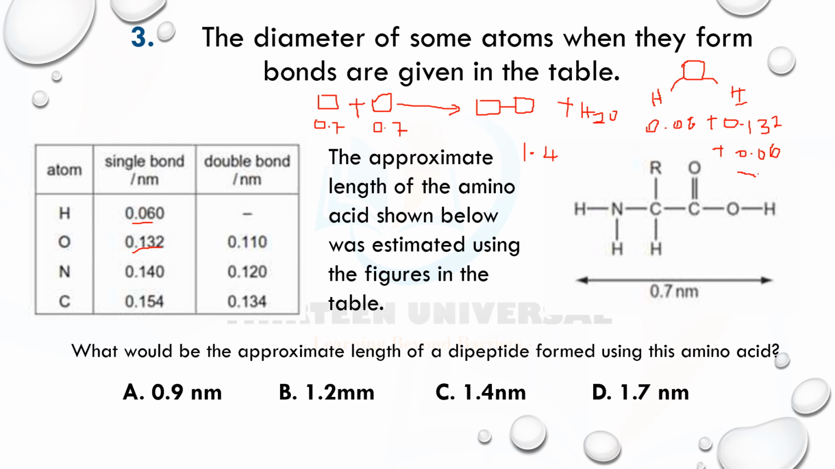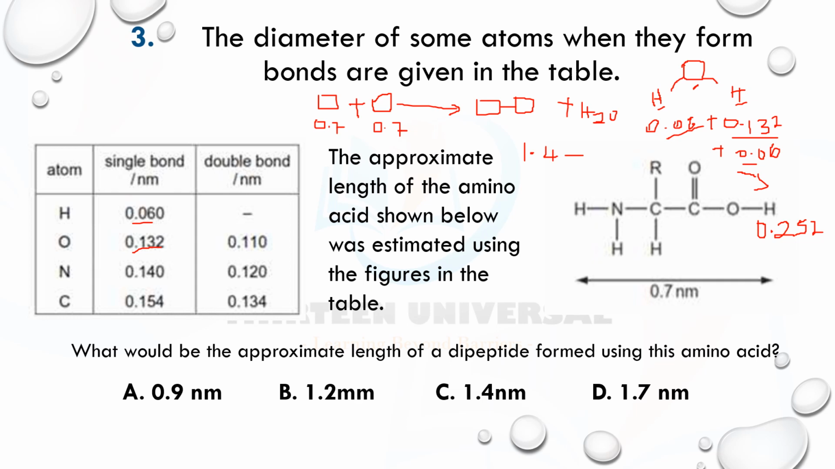Add up everything. What do we have? Add up 0.06 for this hydrogen single bond, 0.132 for this oxygen here, and then 0.06 for this hydrogen here. Punch your calculator. Tell me what you got. You must have gotten 0.252. Check it out. 0.252 when you add up everything for water.